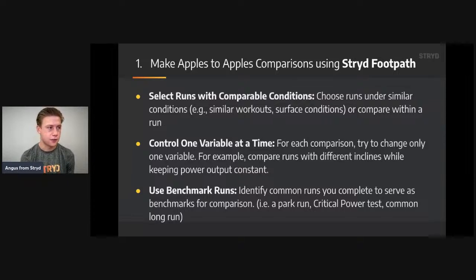from the Stryd Footpath. And then finally, another strategy to make apples to apples comparisons is to have a benchmark run. For example, if you're doing regular critical power testing once a month or once every 2 months, you can use that footpath from that run as your benchmark. And the next time you complete that run, you can then make the comparison against that benchmark run.